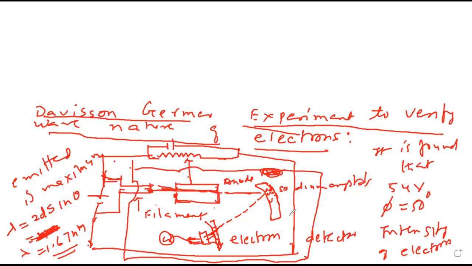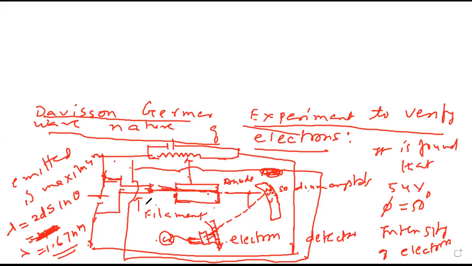So just remember this much of the diagram, nothing else, it's simple. Electrons come out from the anode and are made to strike the sodium crystal. They are collected by the electron detector, which is connected to a galvanometer. By checking the galvanometer deflection, we can find the intensity. At 54 volt, when phi, the total angle, is 50 degree, then the intensity is maximum. So lambda is given by 2d sin theta, the diffraction formula for maximum, where 2d is the interatomic spacing. If I put in the value, it comes out to 1.697 nanometer.